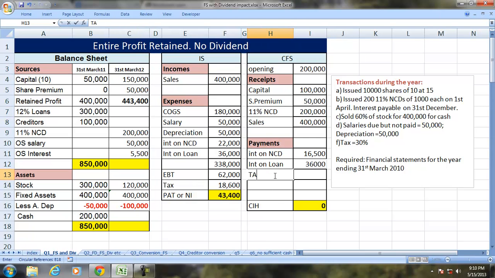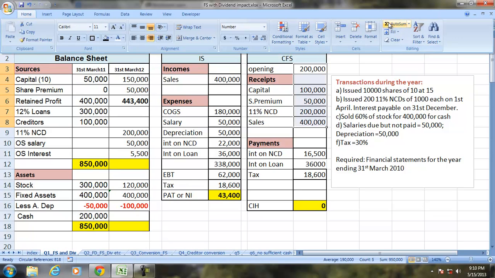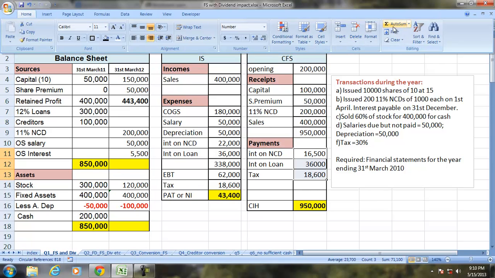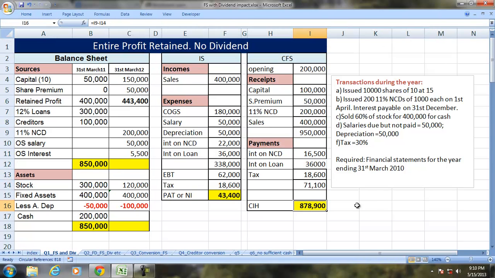And the tax has been fully paid, assumed to be paid. So we can now find the total cash in hand. Cash in hand is cash available minus the cash payments. So cash available is 950,000 minus 71,100. So cash in hand is 878,900.